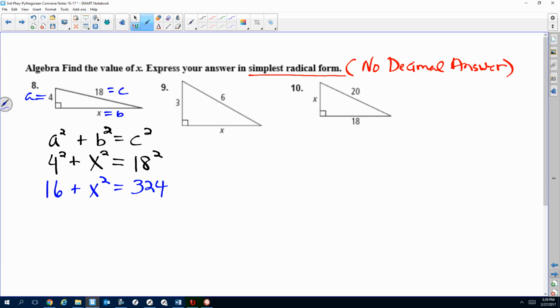Now we're solving for x. So to do that, we've got to get the x squared by itself. So we're going to subtract the 16 from both sides and get your x squared. Well, that equals 308. So x squared.